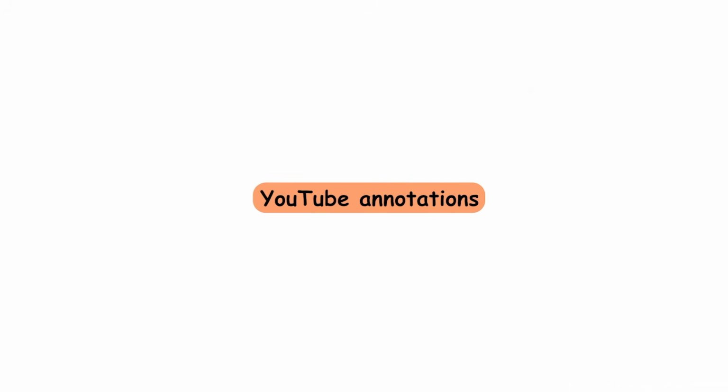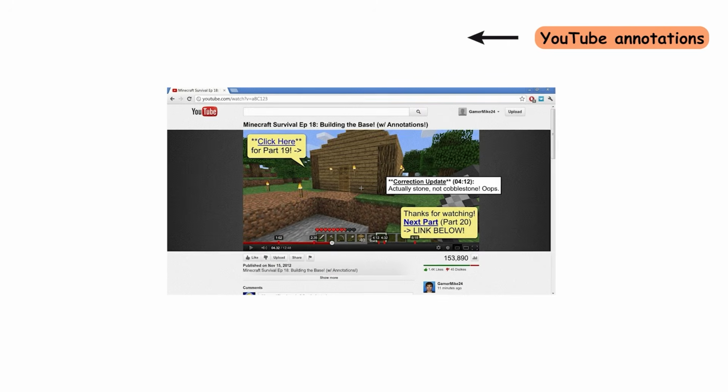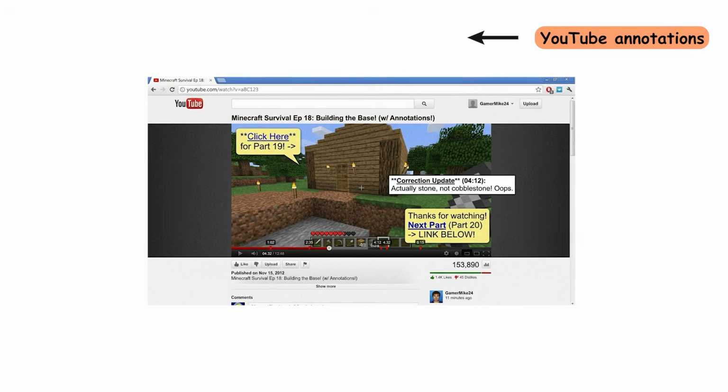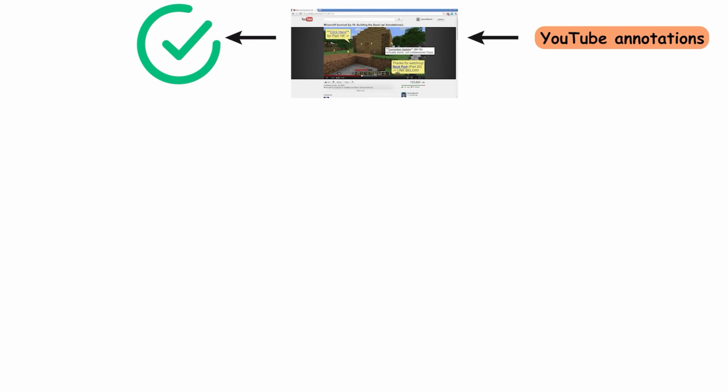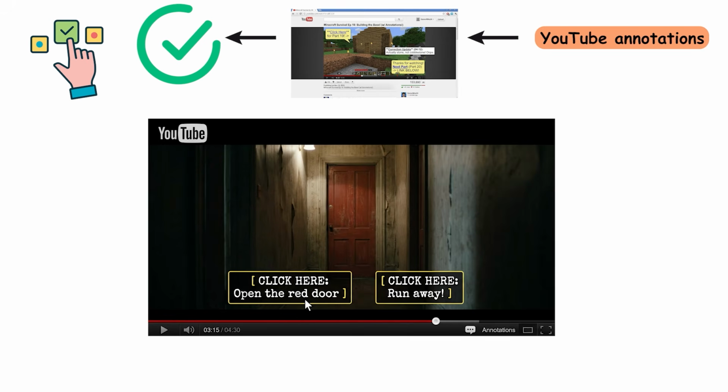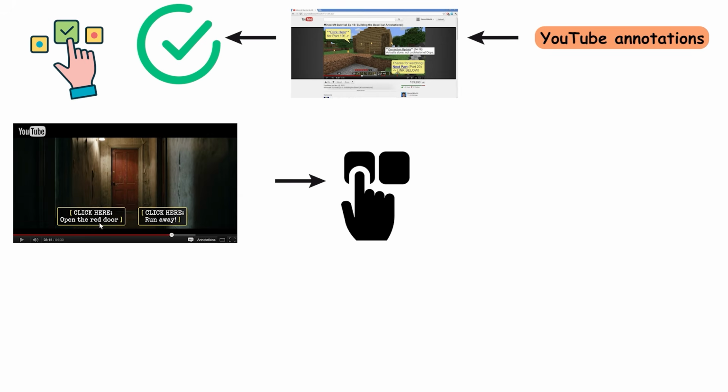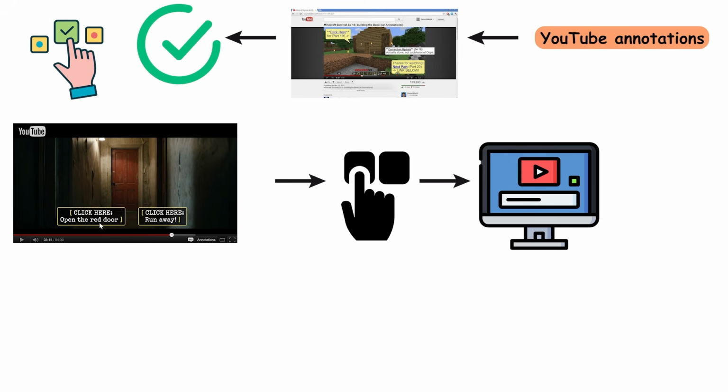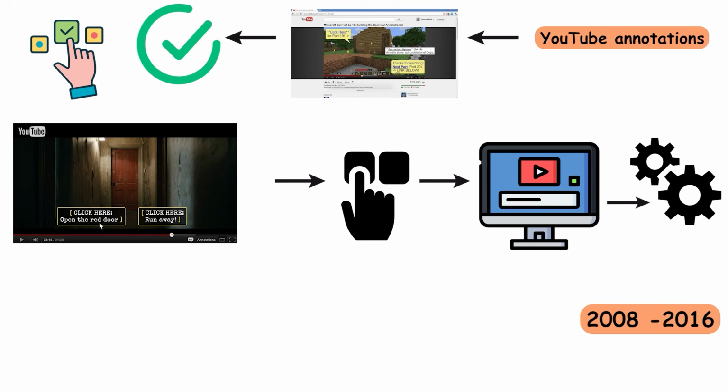Annotations. YouTube annotations were interactive text boxes creators could place over their videos at any point in the timeline. They allowed branching choose-your-own-adventure videos. Clicking one annotation would take you to a different video, clicking another would take you somewhere else. An entire genre of interactive YouTube content was built on this system between 2008 and 2016.